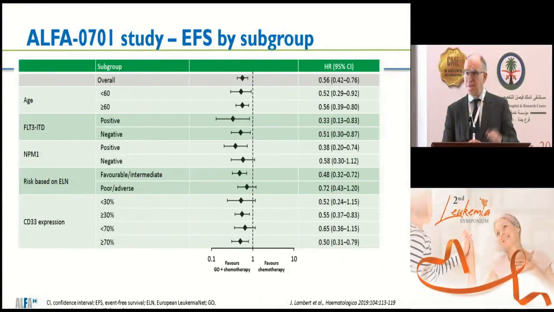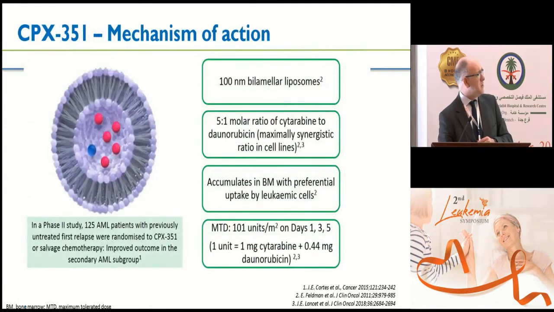Improvement in outcome in that population. There was some benefit in intermediate risk, but no benefit in adverse risk. So in the UK, we are using gemtuzumab in good risk and intermediate risk. In some countries, it's just used in good risk.